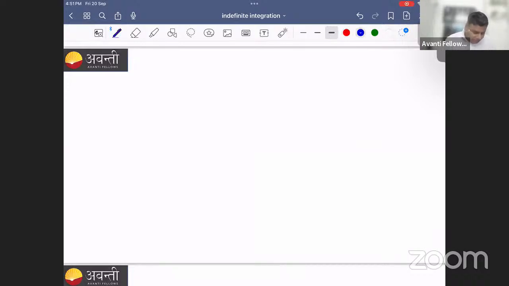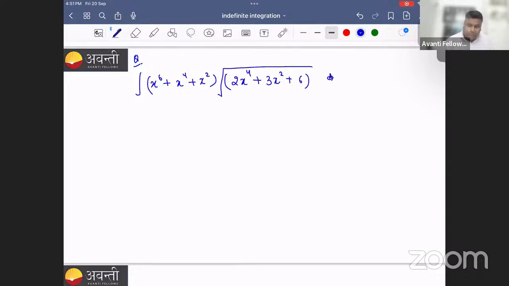It was a previous year IIT question. Integration of x to the power 6 plus x to the power 4 plus x square into under root of 2x to the power 4 plus 3x square plus 6, dx. Think about it once.